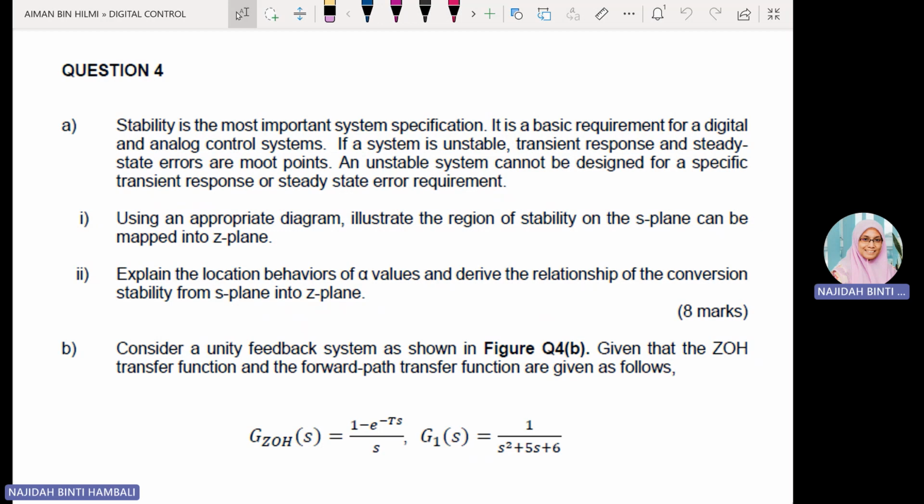Okay, kalau tak ada pen color pun tak apa. Buat lorekkan garisan untuk menunjukkan dia shaded area. Okay, so second, explain the location behaviors of alpha values ni. Alpha ni ialah roots. Okay, untuk roots and derive the relationship of the conversion stability from S plane into Z plane. So you boleh explain in terms of untuk S plane, all the roots on the left half plane stable, on the imaginary axis critically stable, on the right half plane unstable. So untuk Z plane, you boleh explain inside unit circle stable, on the unit circle critically or marginally stable, outside unit circle unstable. Simple sahaja.